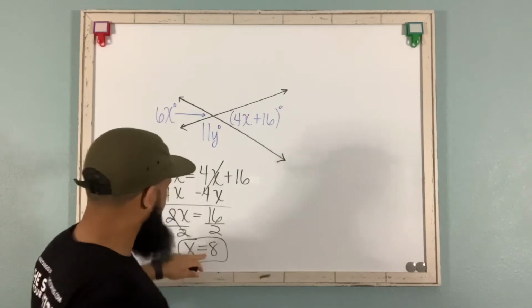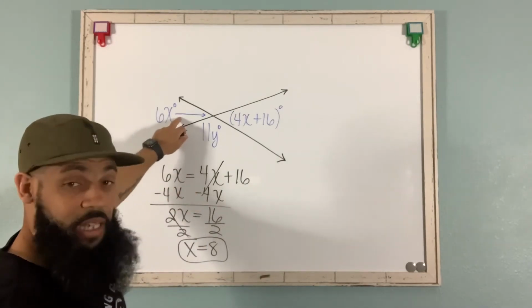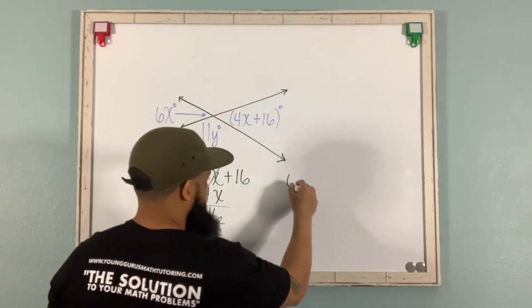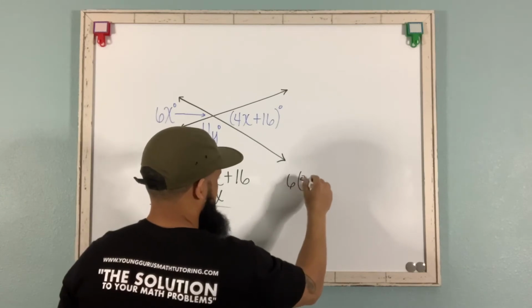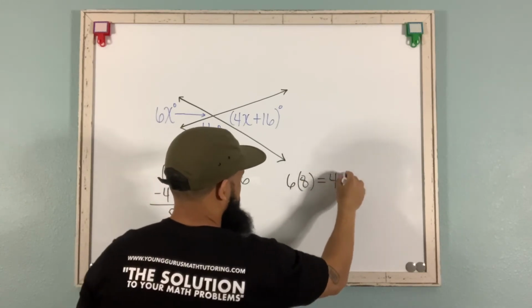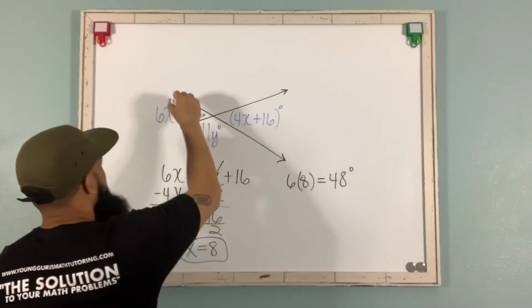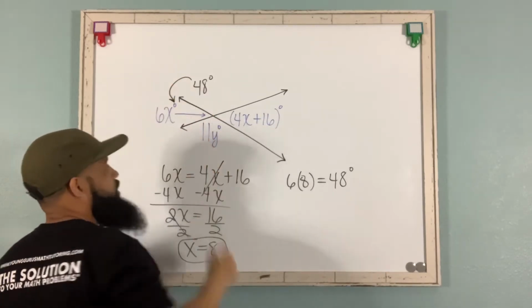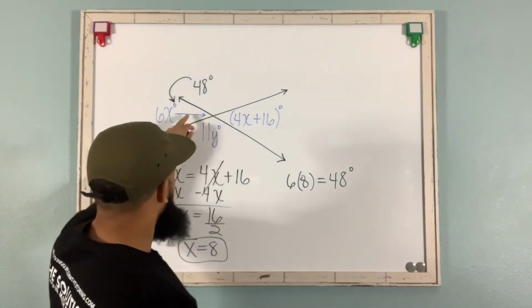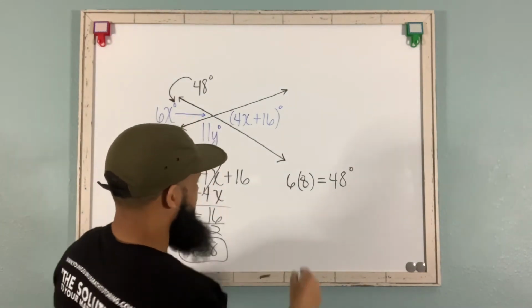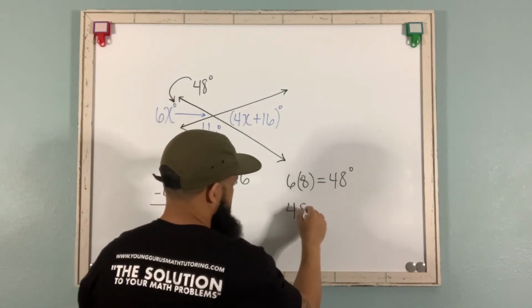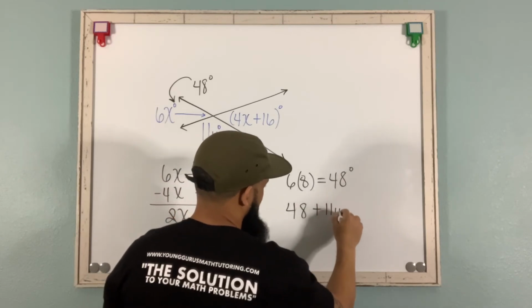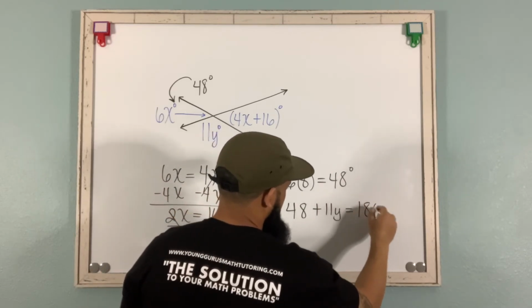So I can find out what the measure of this angle is by saying 6 times 8, right? Which equals 48. So this is 48 degrees, and I'm just going to point it there. That's 48 degrees. So now in order to find y, I can say 48 plus 11y equals 180.